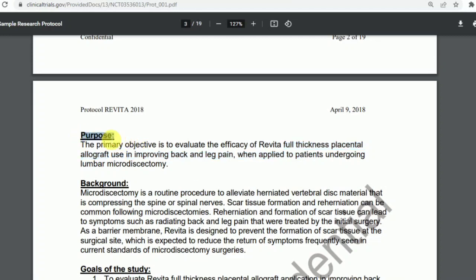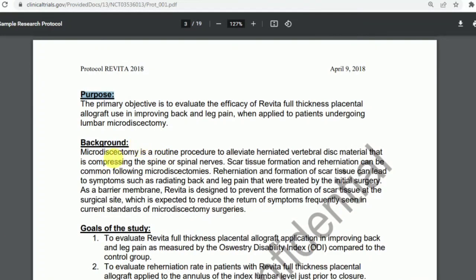So the purpose is what is the purpose of the study, what are the basic points, and what are the parts to be covered in this study. And here we can see the drug is Revita. So why Revita is used will be included in the purpose of the protocol.